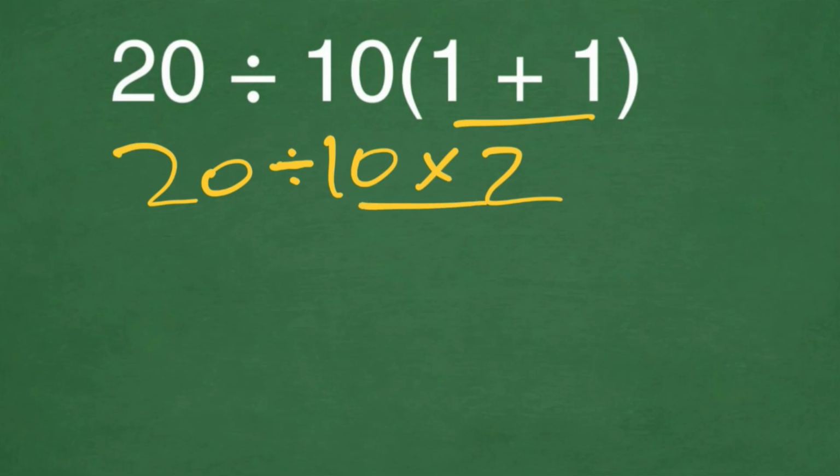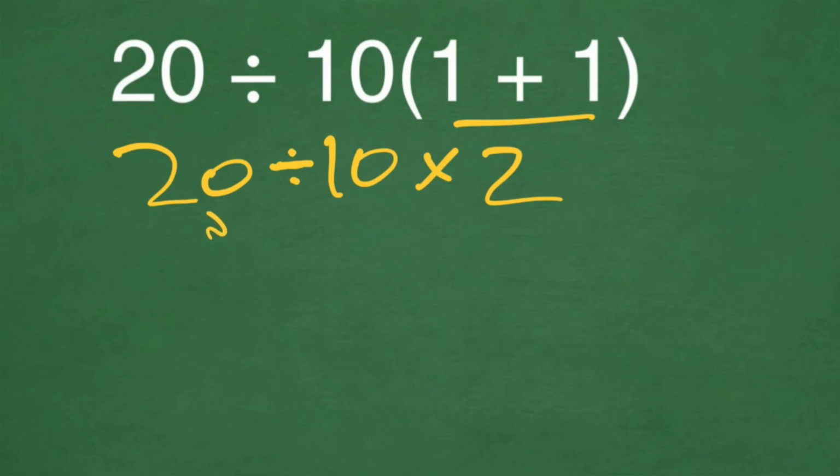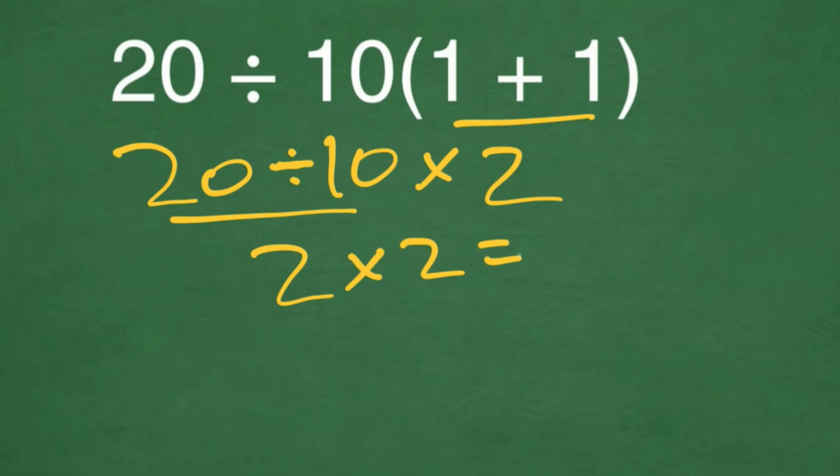But that is wrong, because multiplication doesn't have higher priority than division. They both have equal priority. So we have to solve the problem left to right. So we have to do the division first, because the division comes first, and we solve left to right. 20 divided by 10 gives us 2, and 2 times 2 is equal to 4. So the correct answer to this question is 4.